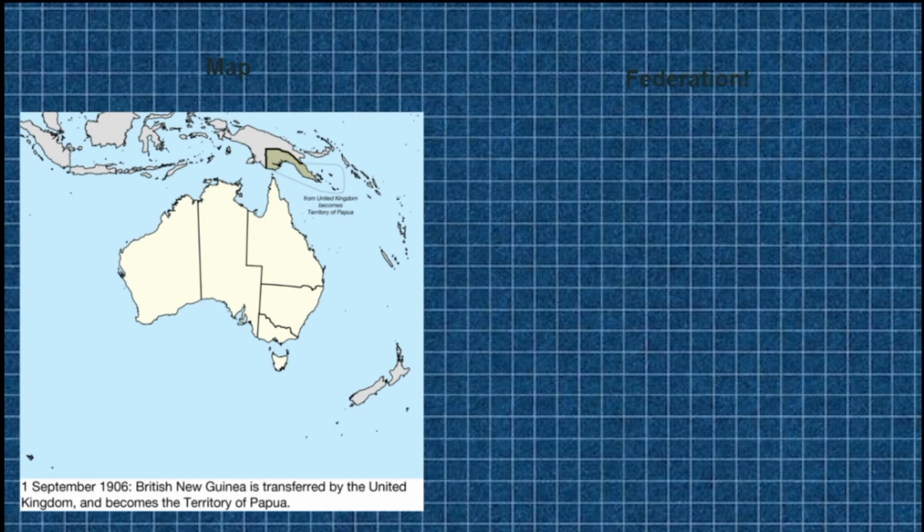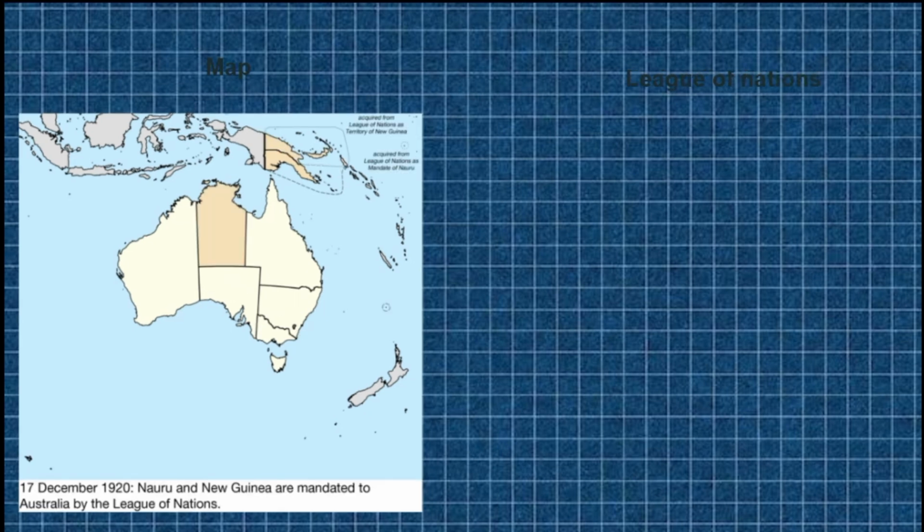Then British New Guinea is transferred by the United Kingdom, becomes the territory Papua. The Federal Capital Territory split from New South Wales, and the Northern Territory split from South Australia. Then Nauru and New Guinea are mandated to Australia by the League of Nations. The Northern Territory split into the Territory of Central Australia and North Australia. Parliament begins meeting in Canberra and moves the capital there.